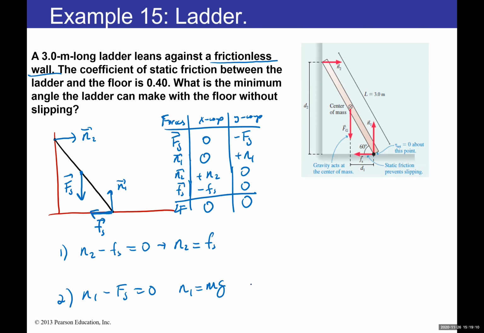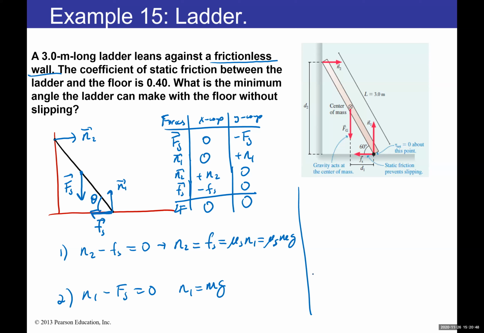Remember, our goal is to find the angle the ladder will make with the floor. That means we want to find this angle theta. Now, looking at these equations, I can't solve for the angle theta because there's no theta in them. I can simplify a little bit because F of S equals mu s times normal force 1, which equals mu s times mg. This is as far as I can go from here.